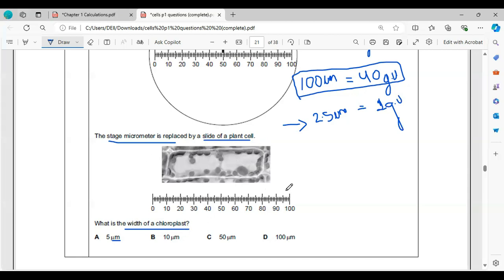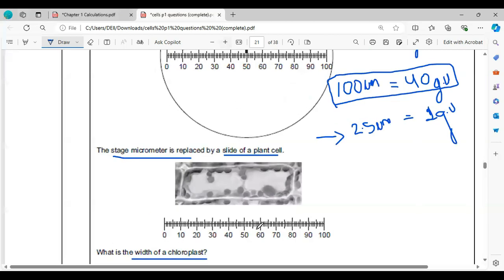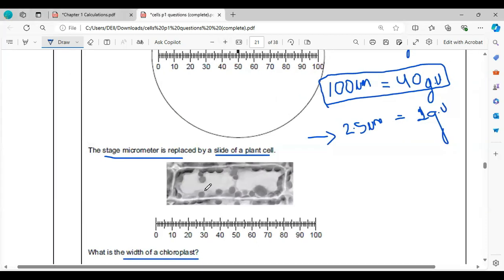So if we examine this plant cell, we can see multiple chloroplasts over here. We'll try to identify the one with proper values. So this is a chloroplast, this is also a chloroplast, this is also a chloroplast, but this is not a chloroplast, it's a nucleus because it's slightly larger. So I'll try to draw a line, but I'm not sure if it is going to be accurate or not. Let's see. Okay, this is one.